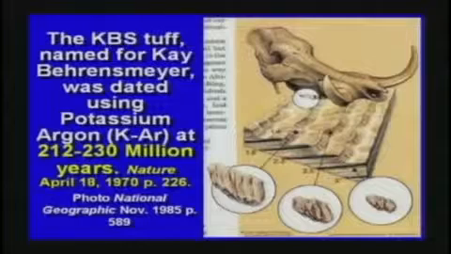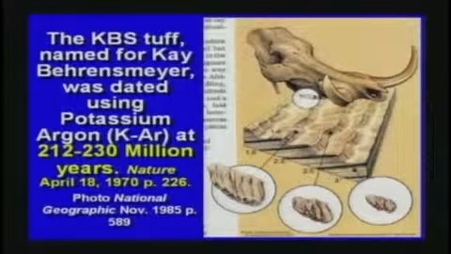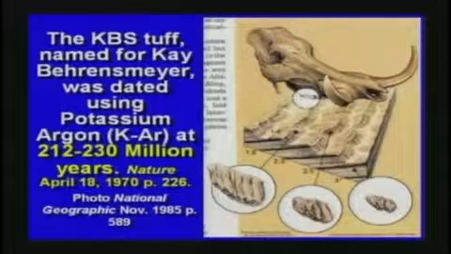The KBS tuff. A tuff is a layer of ash or lava, generally ash that has been packed and turned into rock. It's called tuff, T-U-F-F. K. Brenzenmeyer had been dating these samples with potassium-argon dating because here's the theory.